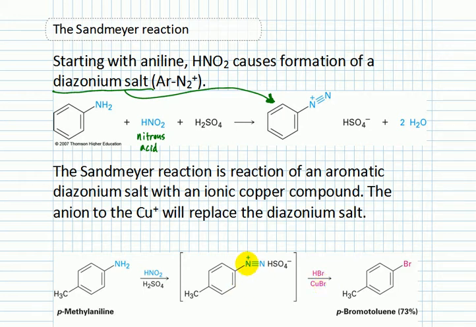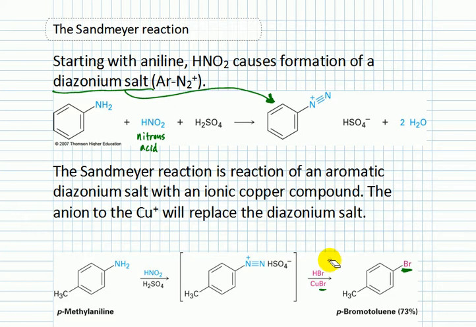It's not a mechanism that we need to worry about. It involves radicals and other bizarre things, but it's really easy to follow. We start with aniline, HNO2, get the diazonium salt, then copper and Cu plus and whatever minus it is we want to replace it with. So if I want to replace an NH2 with a bromine, I do HNO2 to make the diazonium salt, then I do copper bromide, CuBr, and that puts a bromine in its place.